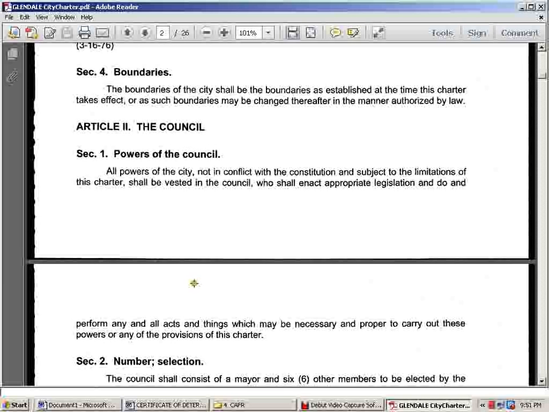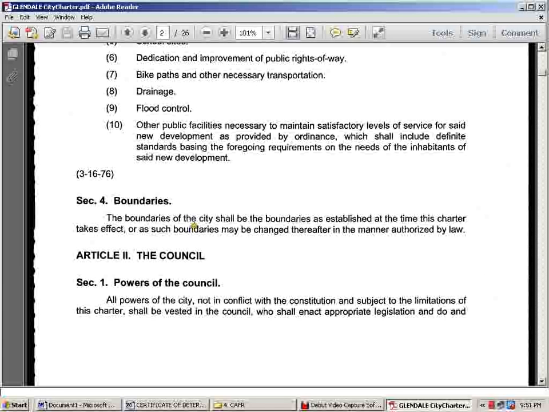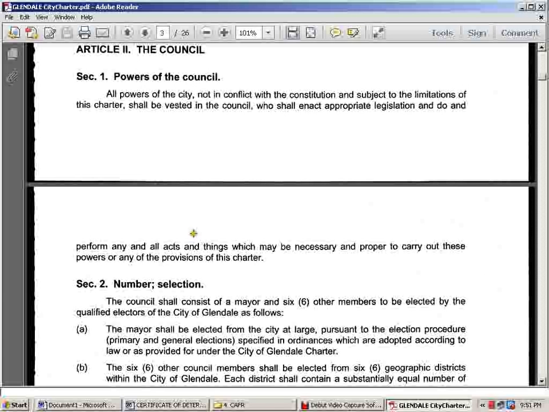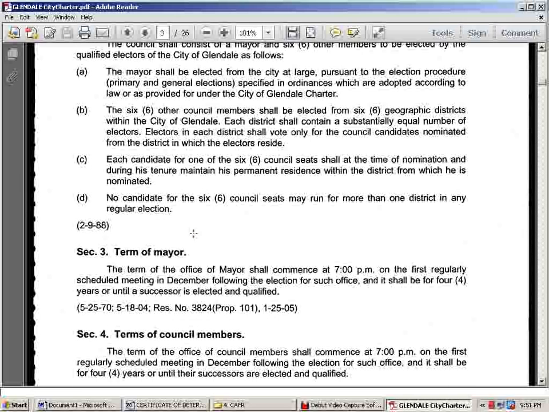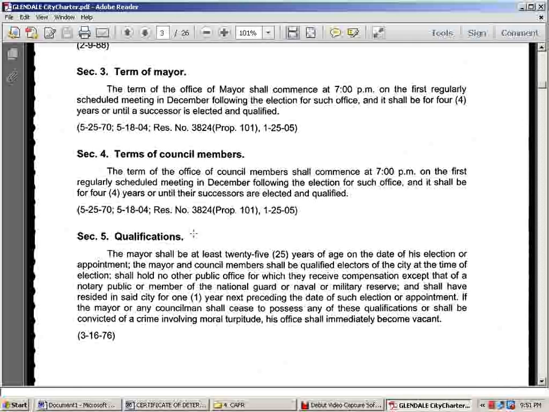Let's see, where does it say qualifications? Numbers, term, qualifications. The mayor shall be at least 25. Election: mayor, council members shall be qualified electors of the city. Right? Now in Arizona, that means you went to the city, to your ward within the city, and you did an affidavit of registration. And an affidavit means it's something you swore to, right? Not just something that I declare.